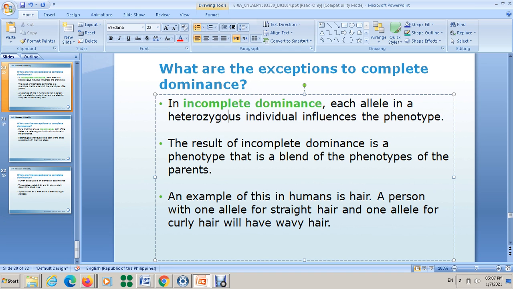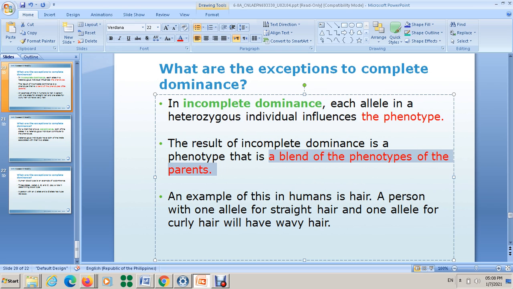Here, there is no dominant and recessive. What does incomplete dominance mean? In incomplete dominance, each allele in a heterozygous individual influences the phenotype. Both of them influence the phenotype. If you have one dominant and one recessive, both of them influence the phenotype. The result in incomplete dominance is a phenotype that is a blend of the phenotypes of the parents. It's a blend here, so it's going to be in between.